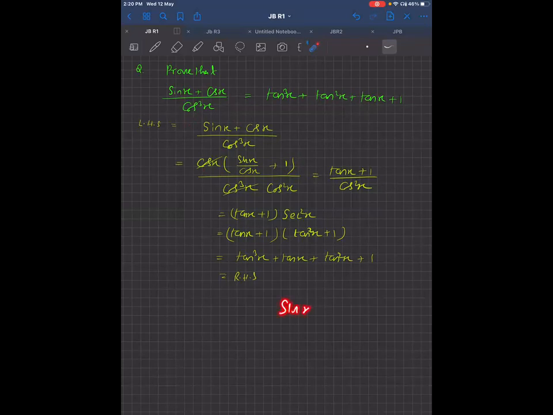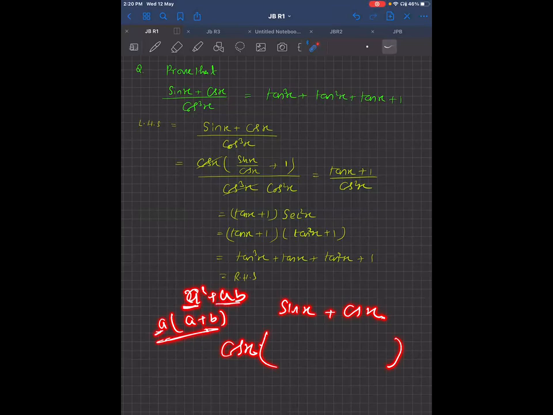See, Manan, here you have sin x plus cos x. You know how to take common. I'm taking common cos x. Suppose we have a square plus ab. If you take common a, then what remains? A plus b. What does it mean? It means you are dividing this one by a, this one by a. This is the meaning of taking common. So here, I'm saying take common cos x. Why? Because I want tan x. So from sin x, if you take common cos x, it will be sin x by cos x. And cos x by cos x is 1, and sin x by cos x is tan x.